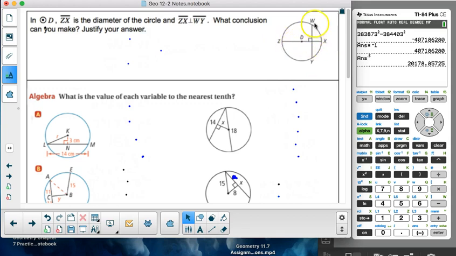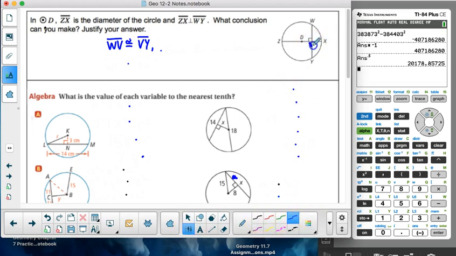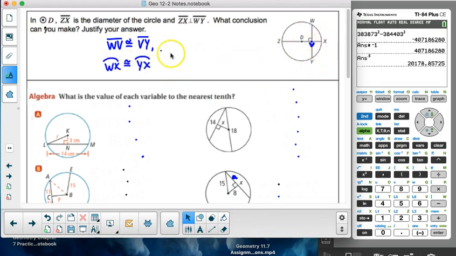So since ZX is perpendicular to WY, I know that, I'm going to call this V. I forgot to leave my V in because I want to be able to talk about that. This point is V. So WV is congruent to segment VY, and WX is congruent to XY. I know this because ZX is the perpendicular bisector of not only the chord, but the arc itself. And that's got to be because it goes through the center. It's got to be the diameter.